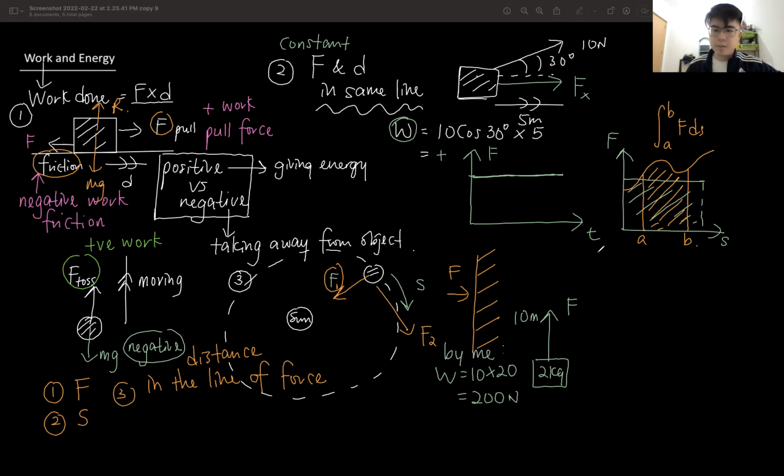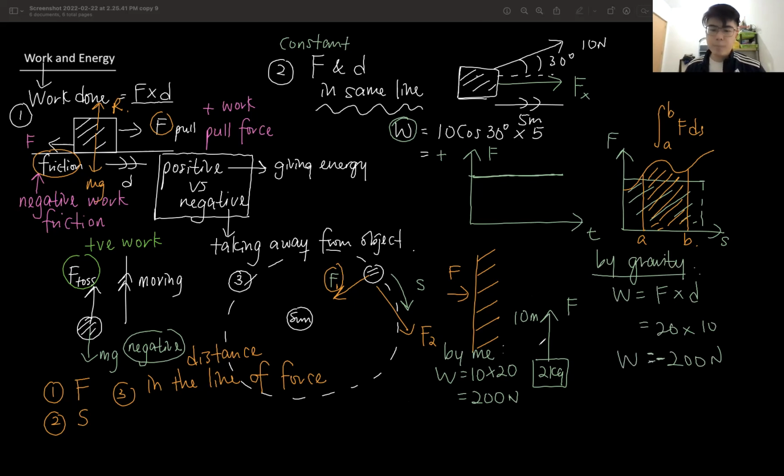If the question asks you, what is the work done by gravity, then I will do again W equals F times d. What is the gravitational force pulling? It's the same, 20. So it equals 20 times the distance, which is also the same, 10, so 200 also, but we have to put a negative here.